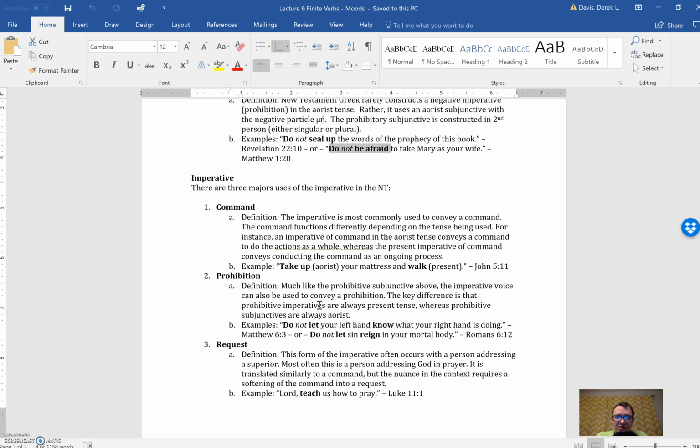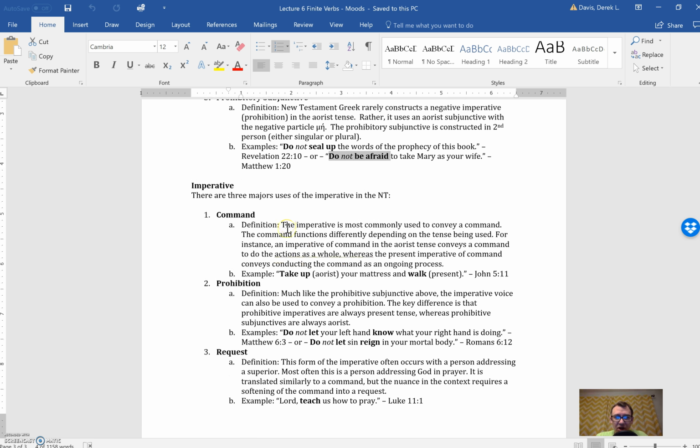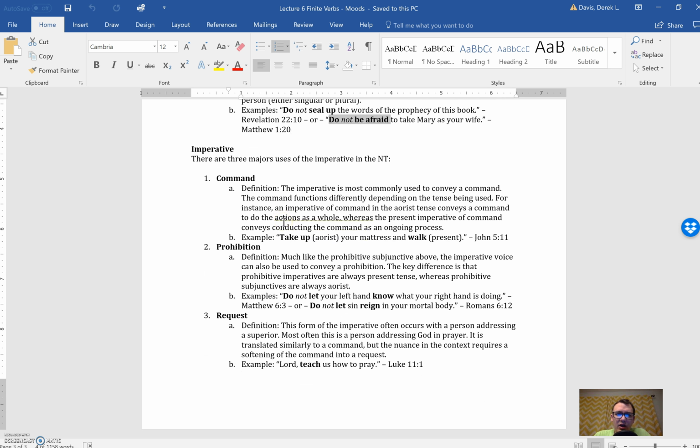Prohibition, much like the prohibitory subjunctive, but here it's a little bit more forceful. Do not let your left hand know what your right hand is doing. So you'll notice here that the verb is actually split up. Do, let, know. Really here "know" is the verb, but it's "do not let your left hand know." Okay, that's in the third person, so it's a little bit different than a direct command. The object is the left hand. All right. But the prohibition comes in that it's a negation.